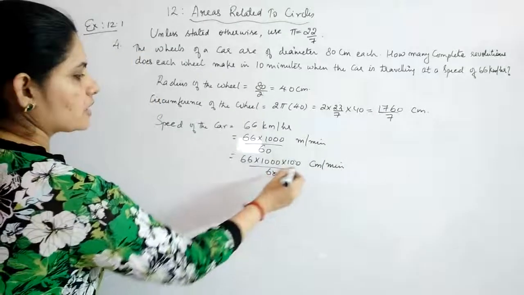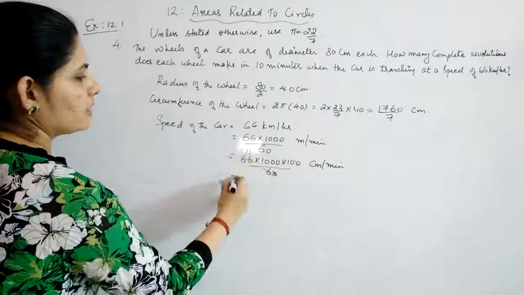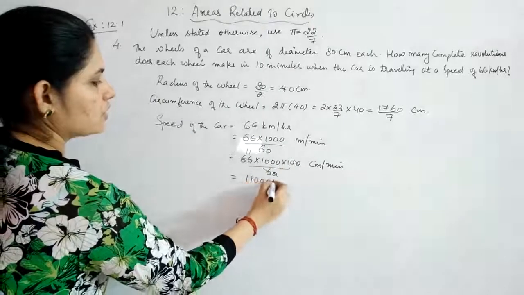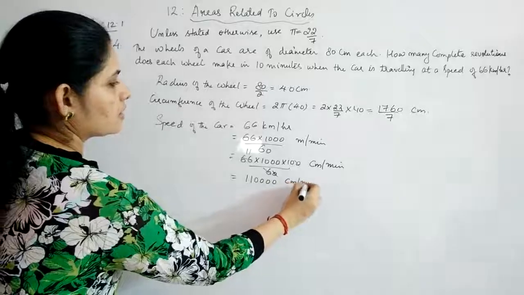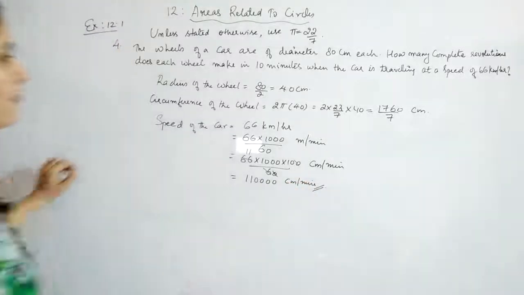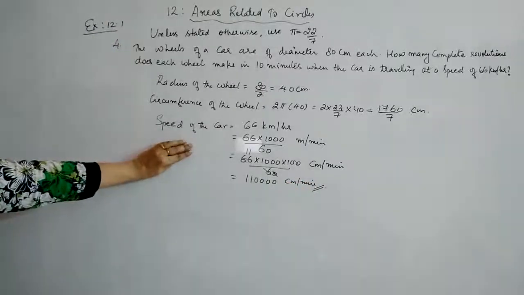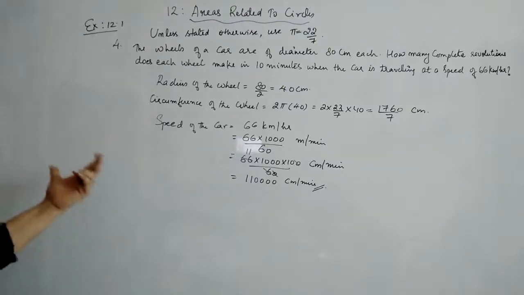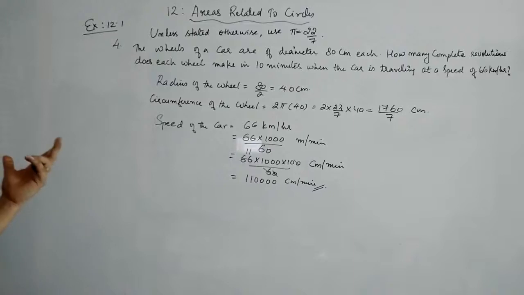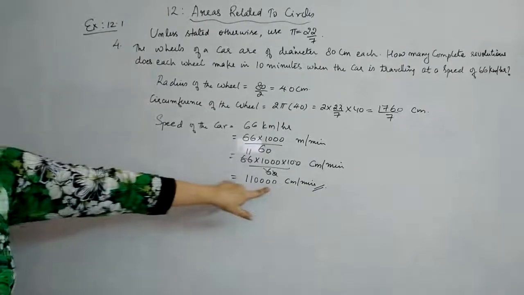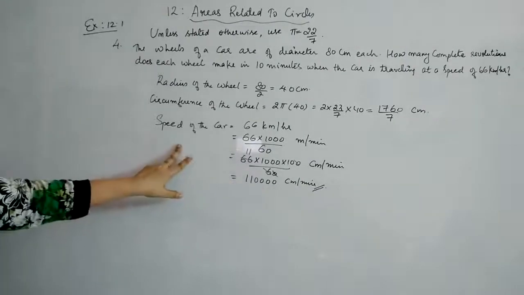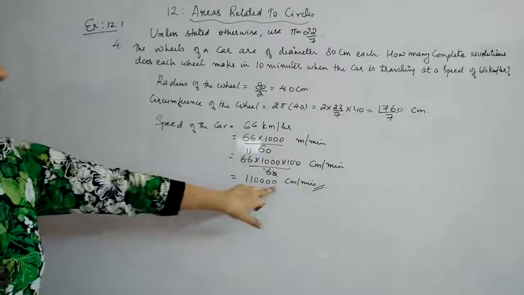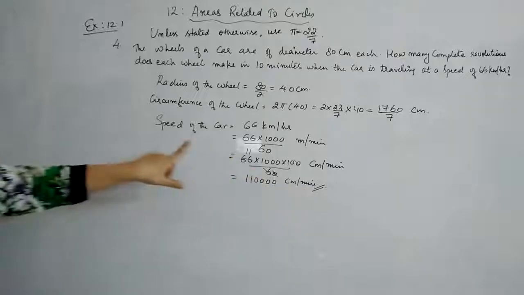So this will give us 11, and here you have 4 zeros. Centimeter per minute is the speed of the car. In centimeters per minute we have converted. Now we will see how the wheel of the car is moving in 1 minute. What is the meaning of this? Speed is equal to distance by time, so this much distance is covered in 1 minute by the wheel of the car.